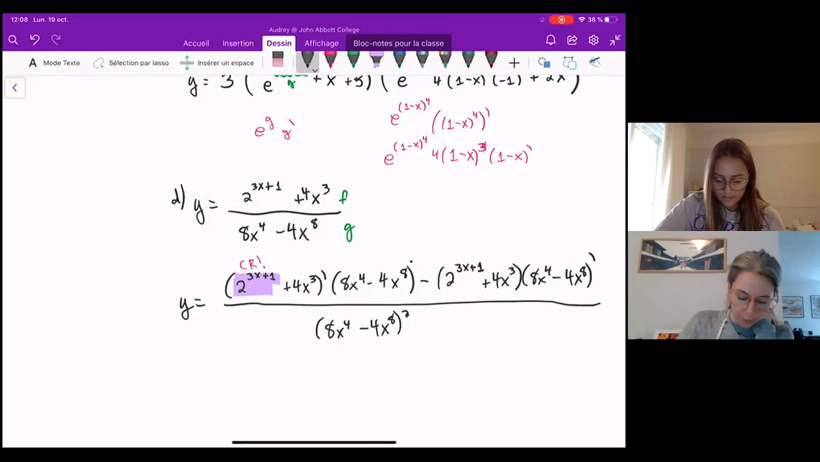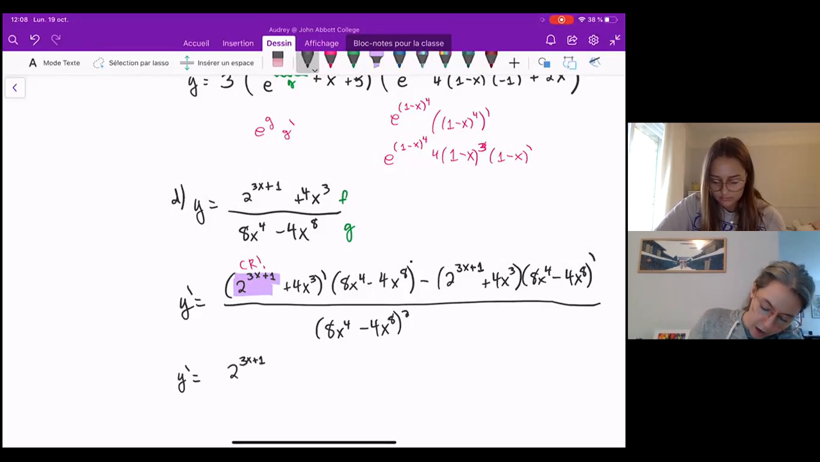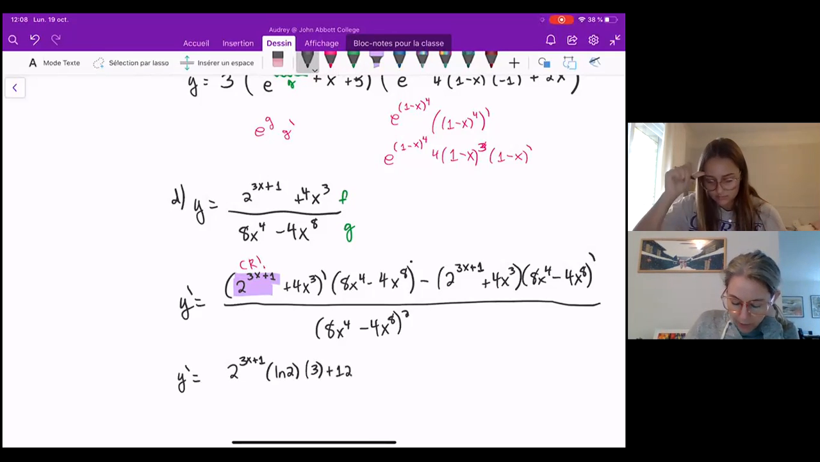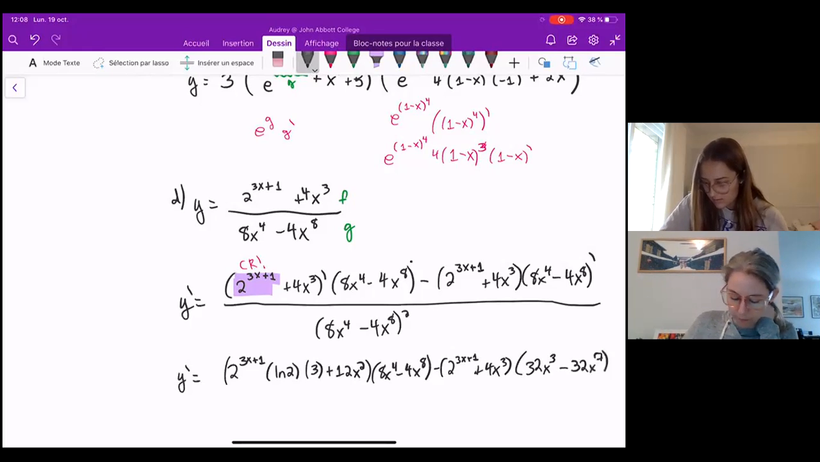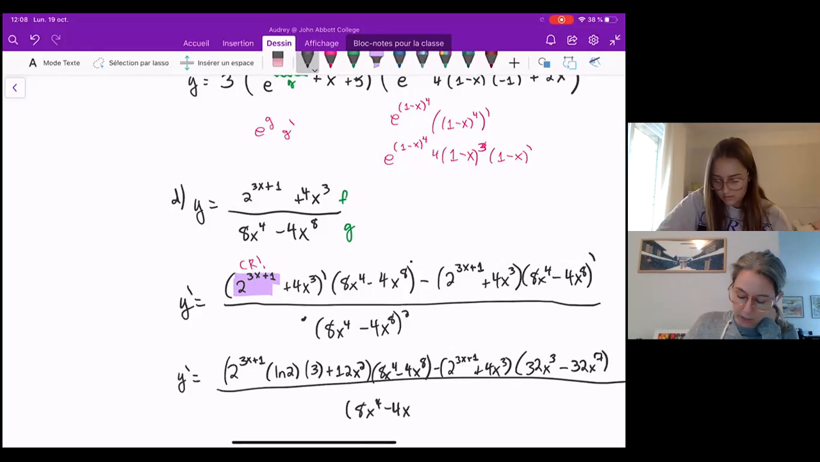So then y prime is equal to 2 to the 3x plus 1 ln 2 times the derivative of 3x plus 1, which is 3, times (4x to the 4th minus x to the 8), minus 2 to the 3x plus 1 times the derivative, and then this is just a simple power rule, 16x cubed minus 8x to the 7th, all over (4x to the 4th minus x to the 8) squared. And that's my final answer.